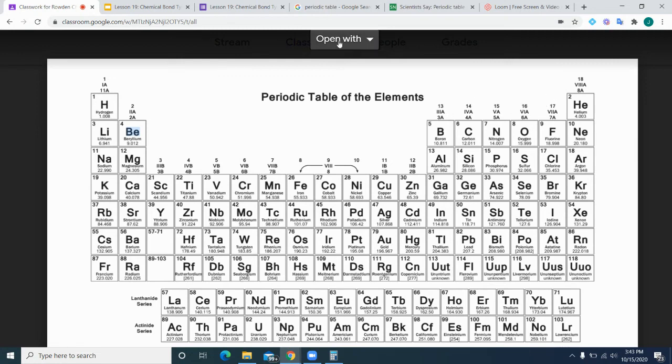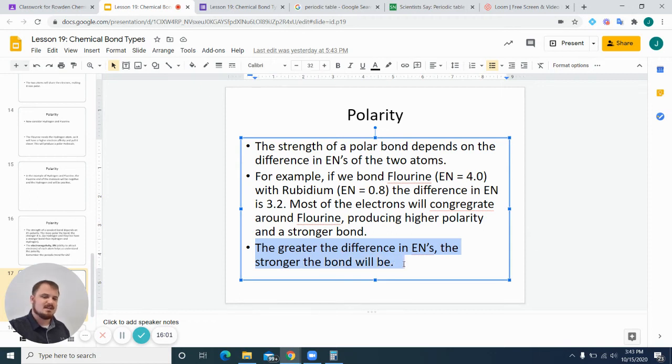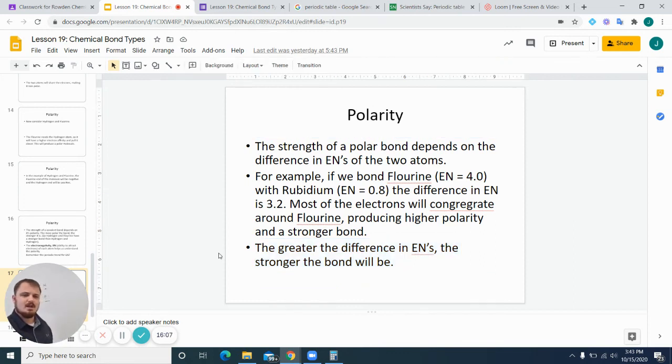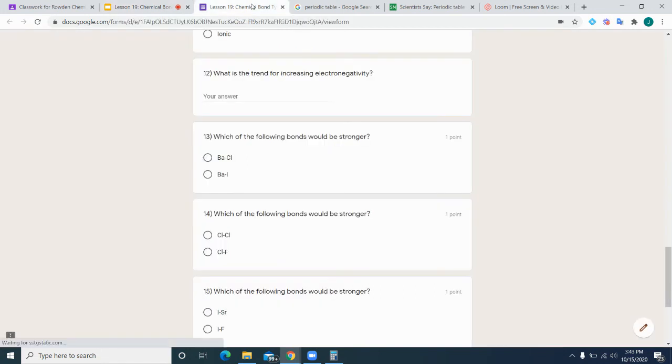So basically the trick right now: upper right is strong, bottom left is weak. The greater the difference in their electronegativities, the stronger the bond will be. Look at this right here. Here's the point. The greater the difference in the electronegativities, the stronger the bond will be. Remember, electronegativity: upper right is strong, bottom left is weak. So this is the last concept you need to be able to do. I'll cover this slide after we look at these examples.